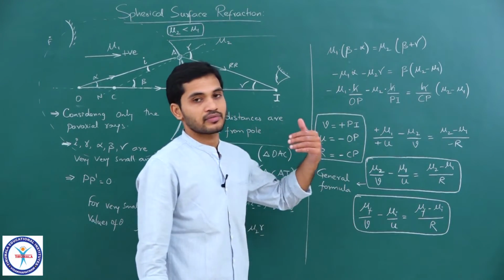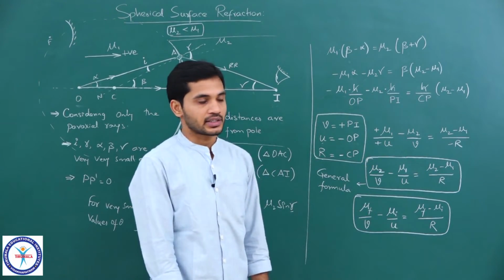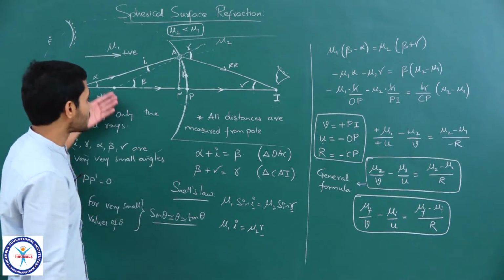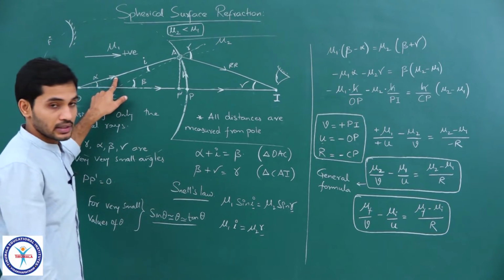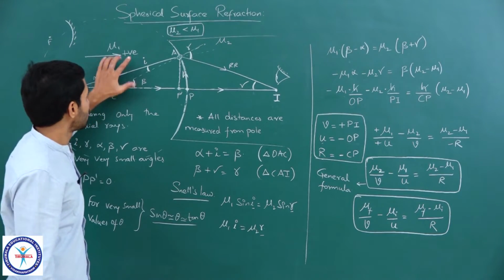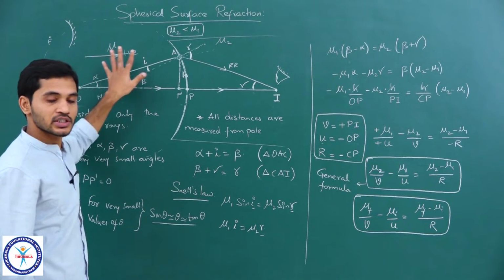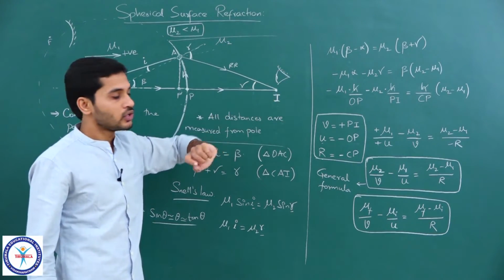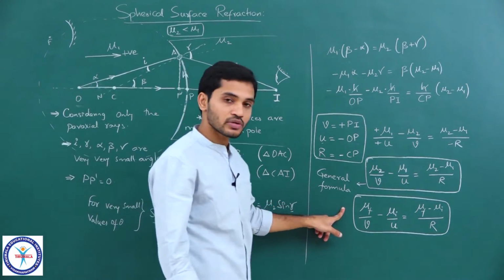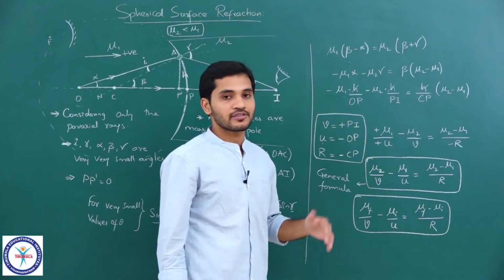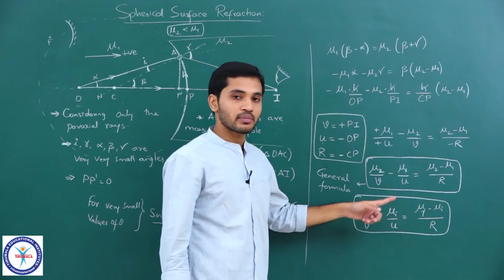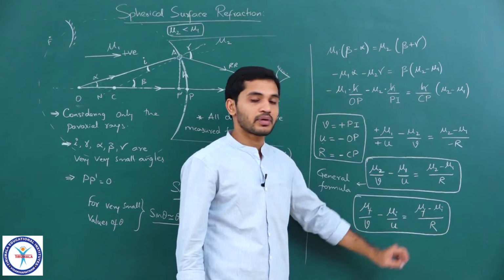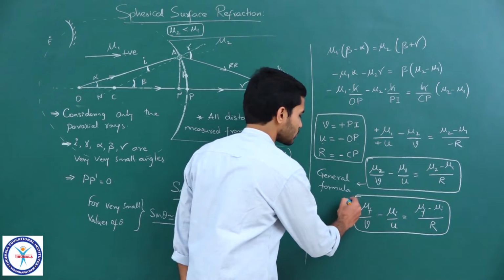Final in the sense, finally in what medium is the light ray entering, initial in the sense from which medium is the light ray originating. So, in this particular case light ray is starting here in this medium. So, this is the first medium, this is the initial medium and it is entering into this medium. So, this is the final medium. So, it is better you keep this in your mind, clear. Mu final by V minus mu initial by U is equal to mu final minus mu initial by R. So, that is the idea, students.